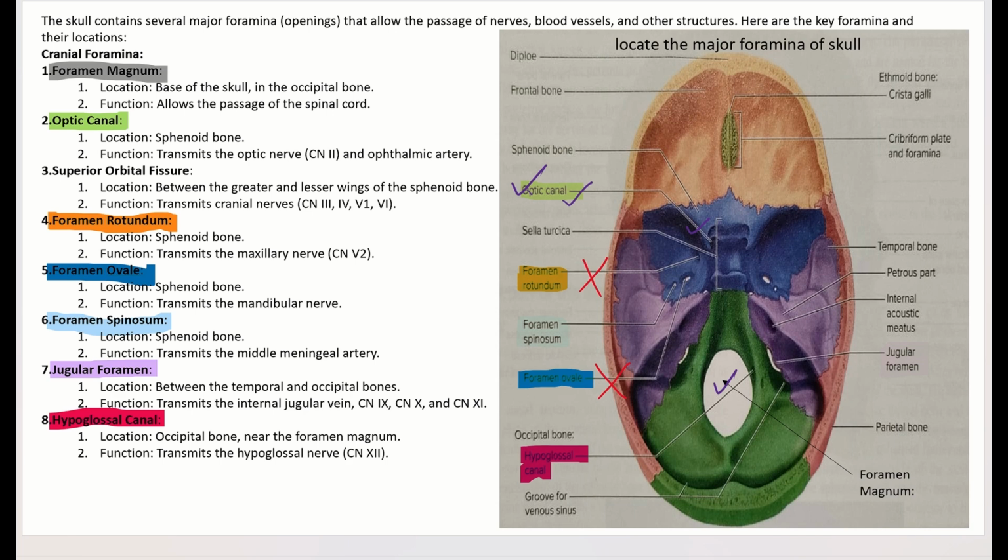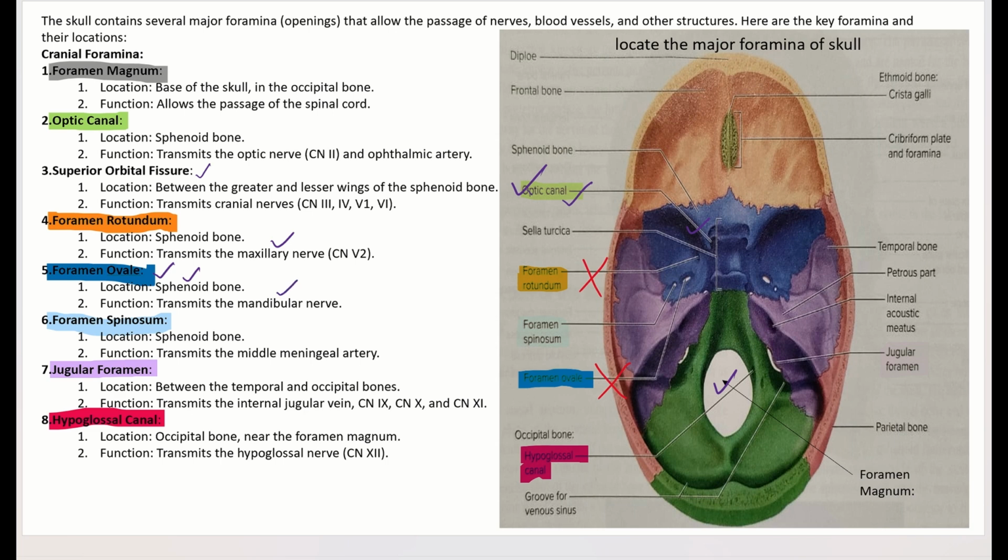The next is the superior orbital fissure. It is located between the greater and the lesser wings of the sphenoid bone, and its function is to transmit the cranial nerves. Next is the foramen rotundum, and it is also located in the sphenoid bone, and it transmits the maxillary nerve. Fifth one is the foramen ovale, and it is also located in the sphenoid bone, and its function is to transmit the mandibular nerve.